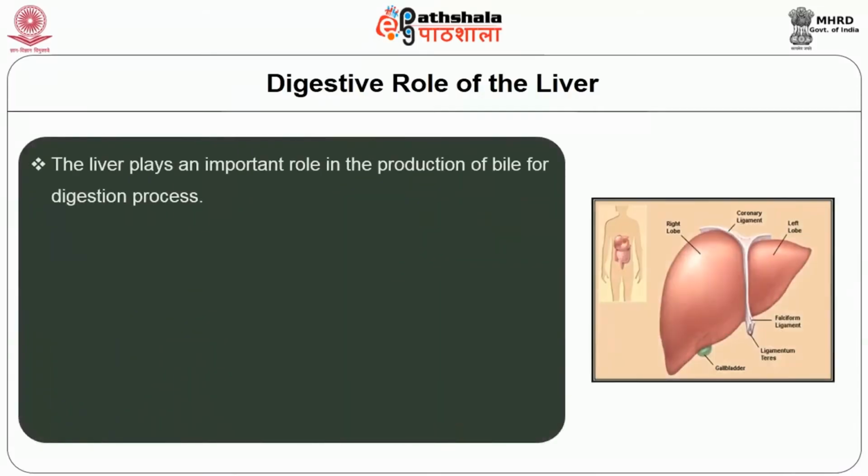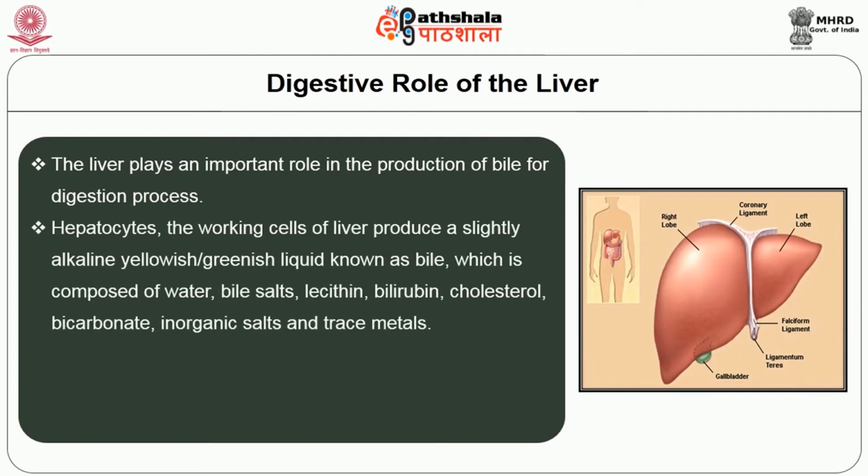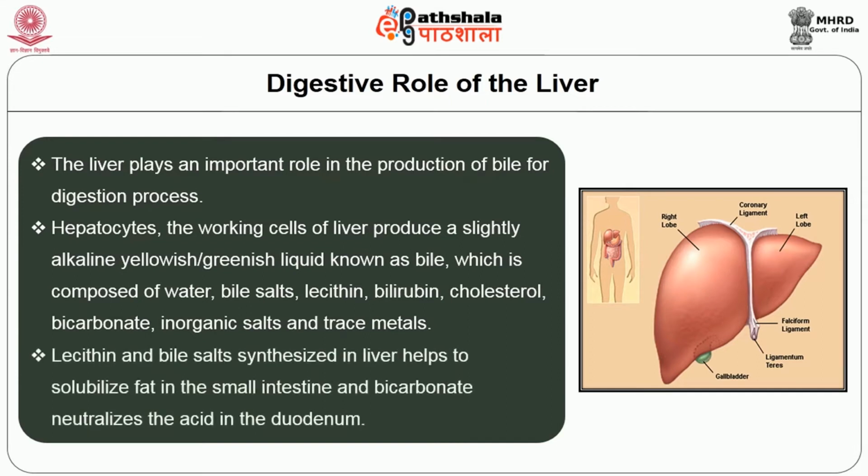The liver plays an important role in the production of bile for digestion process. Hepatocytes, the working cells of liver, produce a slightly alkaline yellowish or greenish liquid known as bile, which is composed of water, bile salts, lecithin, bilirubin, cholesterol, bicarbonate, inorganic salts and trace metals. Lecithin and bile salts synthesized in the liver helps to solubilize the fat in the small intestine, and bicarbonate neutralizes the acid in the duodenum.